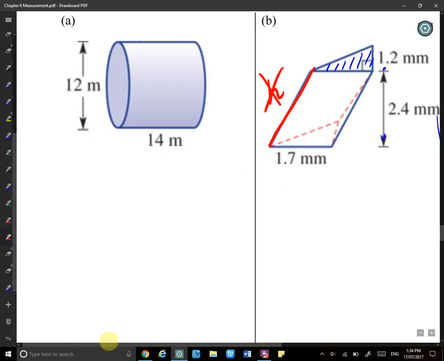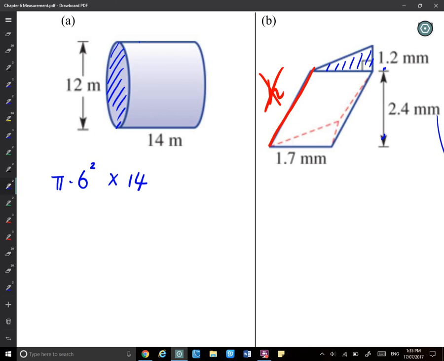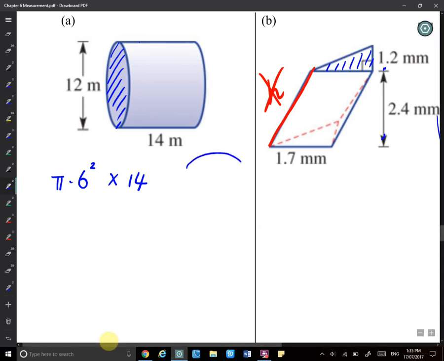Let's have a look at the cylinder. Base times height. The uniform cross section will be this circle. So the area of the circle is pi times 6 squared, pi r squared, times 14. The height is 14 because in between the two circles, the height is 14. If you make it this way, here is the 14, and that is the base.